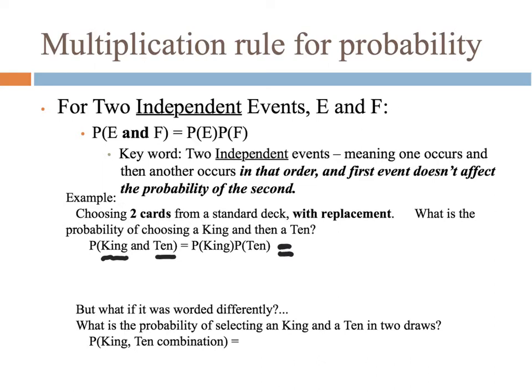Since the probability of getting a king is 4 out of 52, and the probability of getting a 10 is also 4 out of 52, we're going to multiply these two. This is for my king, and this is for my 10. And that gives us, well, these reduce down to 1 out of 13, because 4 goes into 52 13 times. Whoops, so that should be 1 out of 13. And that gives us 1 out of 169.